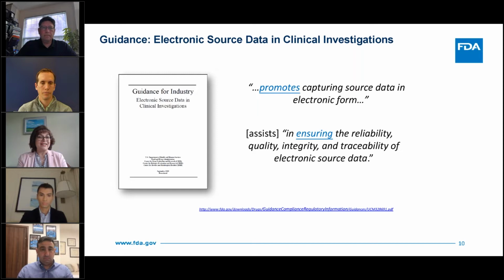So now I'm going to answer Michael's question about the guidances that we have developed. The OneSource project is a working example of two of the guidances that we published. The first one was published in September of 2013, and it's called Electronic Source Data in Clinical Investigations. This guidance promotes capturing source data in electronic form, and with that said, it assists in ensuring the reliability, quality, integrity, and traceability of electronic source data.